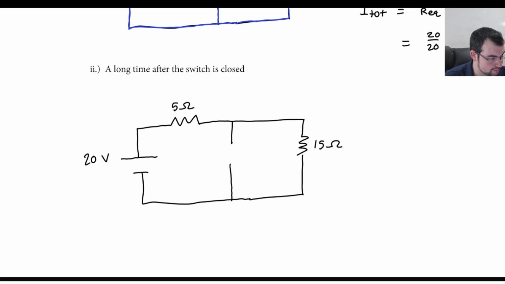All right, long time. Well, after a long time, the inductor has fought with the battery, and it has sort of been tricked into allowing current through it, but it stopped changing, so it doesn't care. It's a wire now.